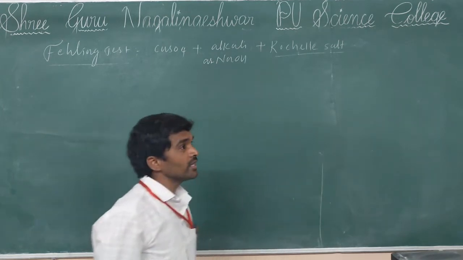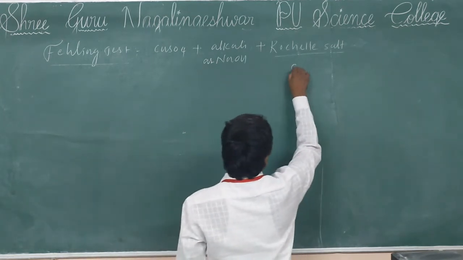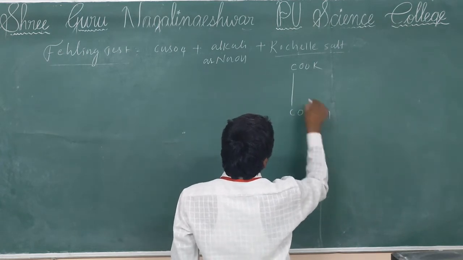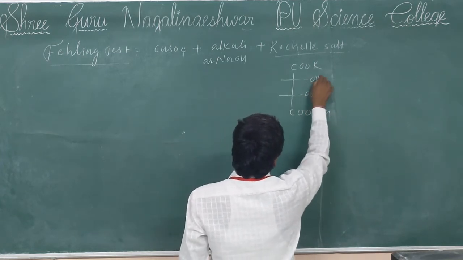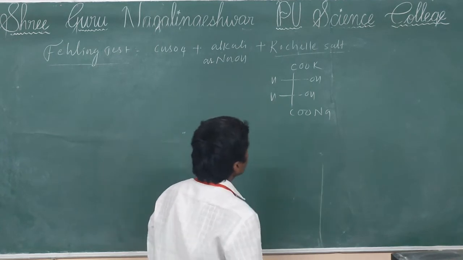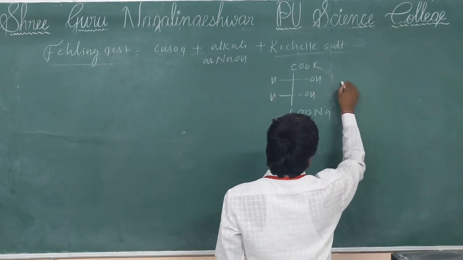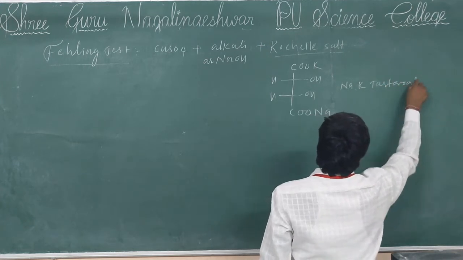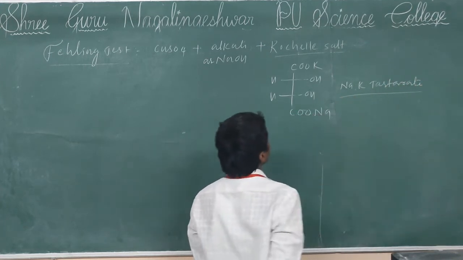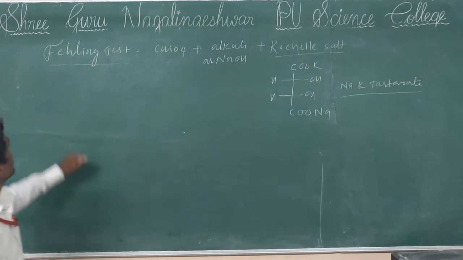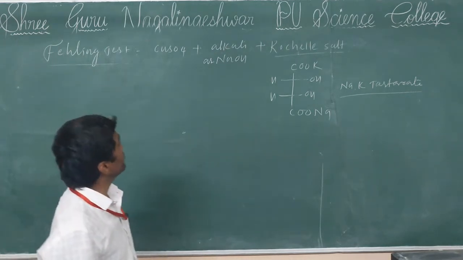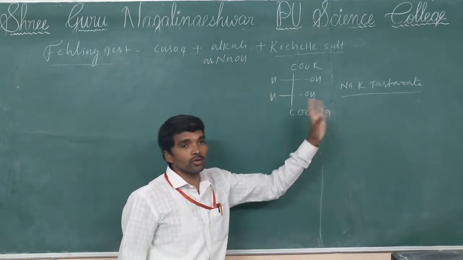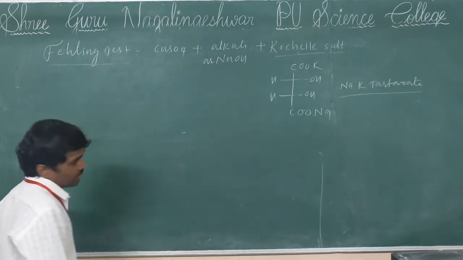What is the Rochelle salt? Rochelle salt is sodium potassium tartrate. Sodium potassium tartrate is said to be Rochelle salt. So this is Fehling's solution. What is Fehling's solution? Copper sulfate and aqueous NaOH plus Rochelle salt is known as Fehling's solution.